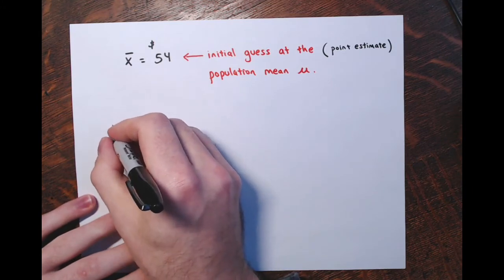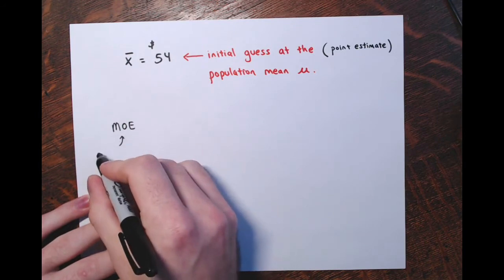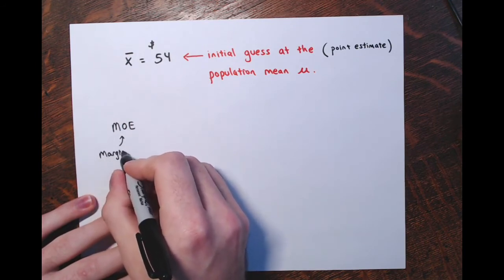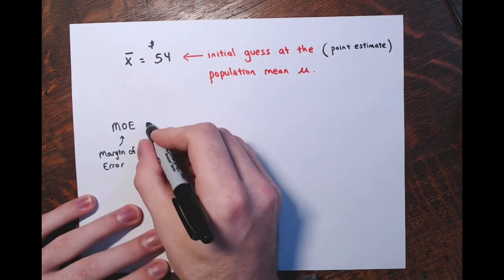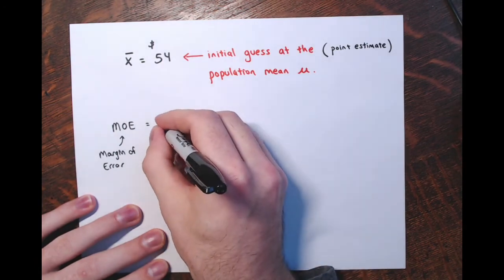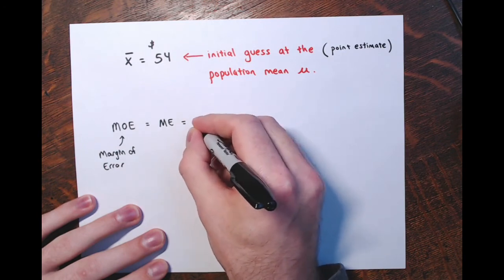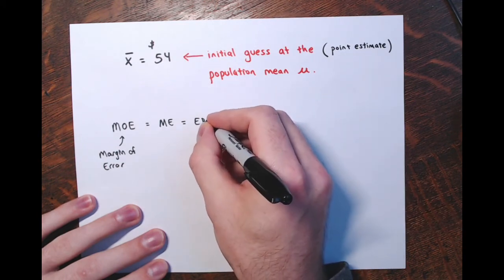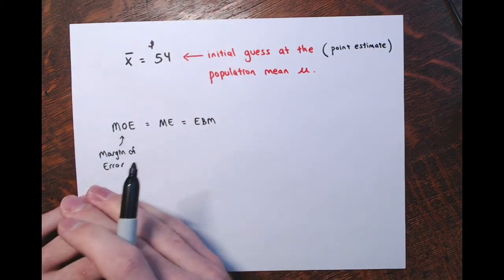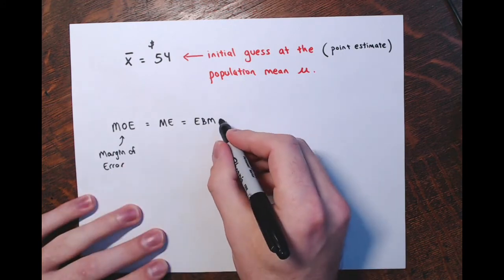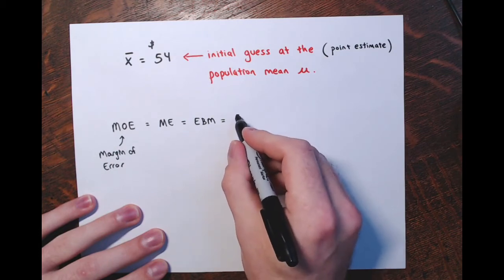And they gave us the margin of error. Now, you might see that abbreviated MOE for margin of error. You might also see it abbreviated as just ME or EBM, for error bound of the mean, error bound, EBM. Any of these three mean the same thing. They're all this margin of error. And we were told that the margin of error on the mean was $5.